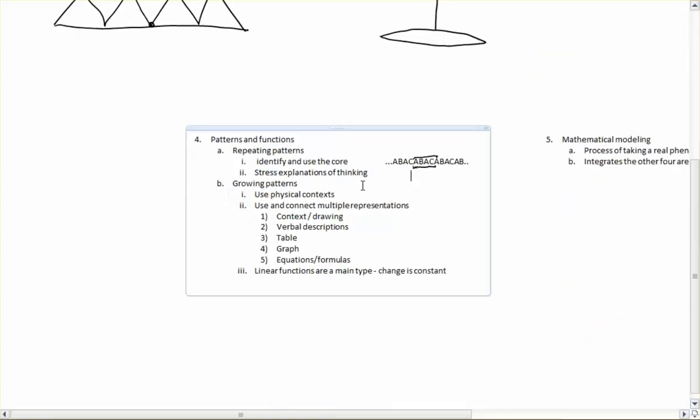We can look at these growing patterns in lots of ways. We can look at the original drawing or the context. We can do verbal descriptions of what's happening. We can create a table that says at each step how many triangles there are. We can make a graph on an XY axis and see how it grows. We can write an equation or a formula connecting those. It's important to use all those different representations with kids and help them make connections between them. Why do that equation and that table both work together? What are the features that connect them? It's important for kids to make all the different connections amongst all the different representations.